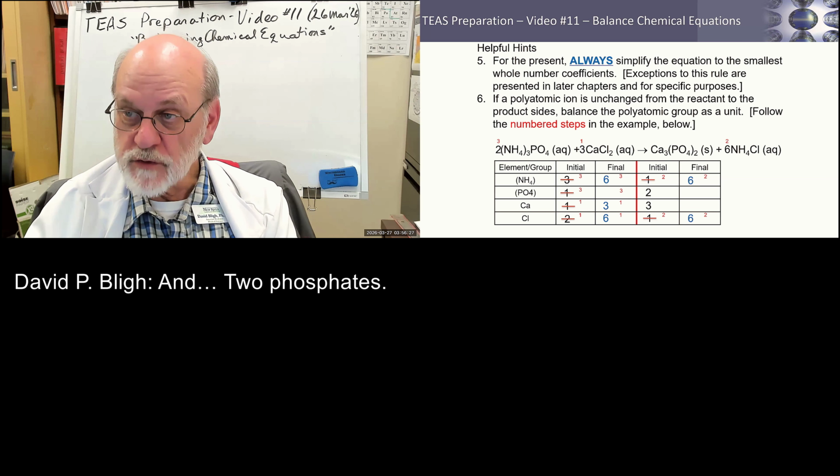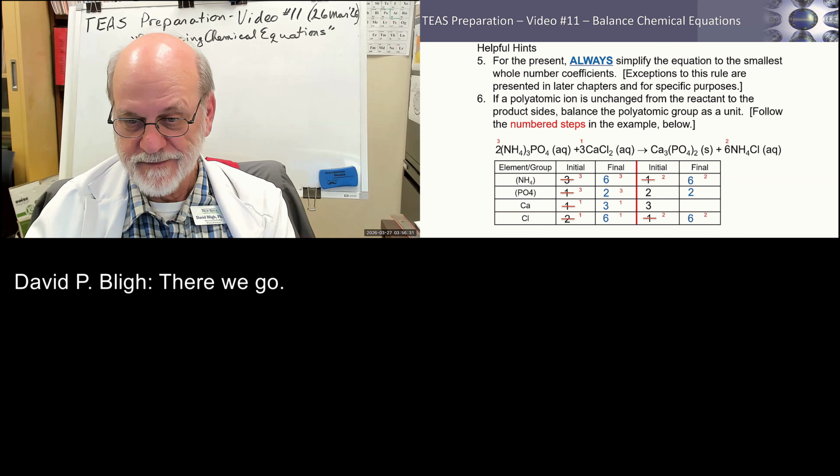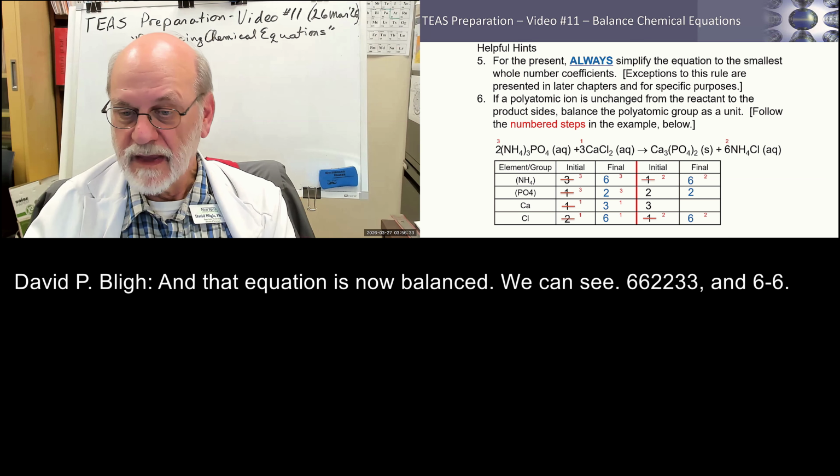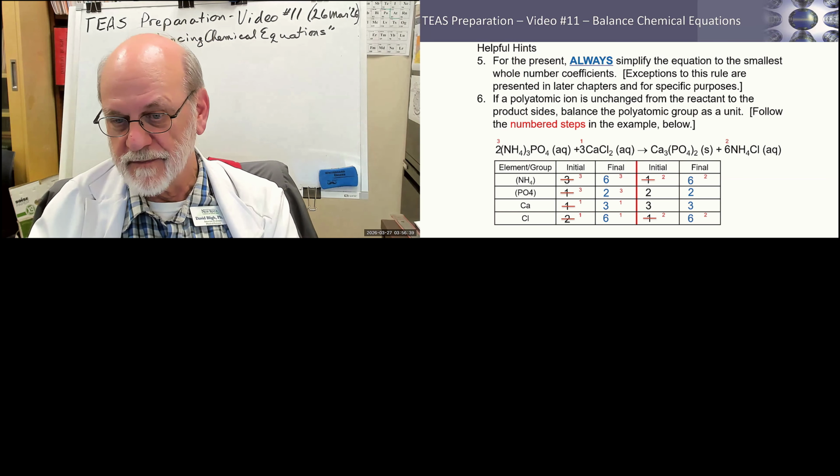And 2 phosphates. There we go. And that equation is now balanced. We can see 6, 2, 2, 3, 3, and 6, 6.